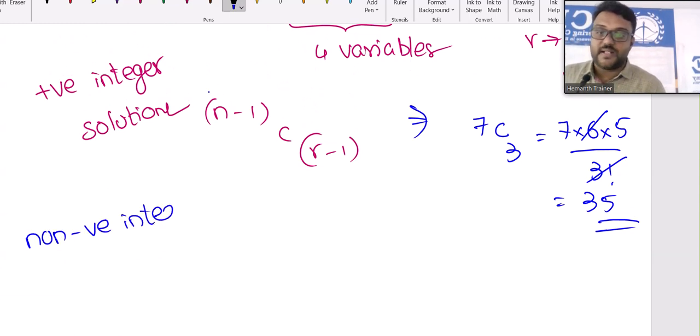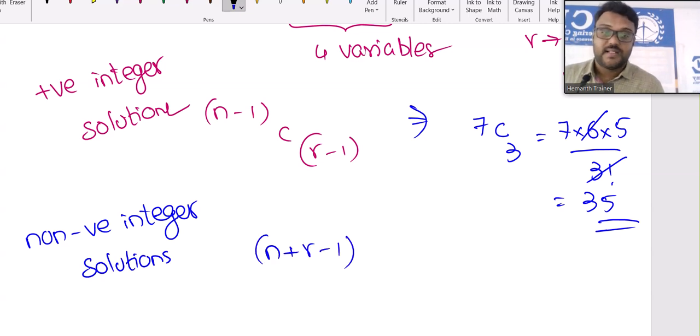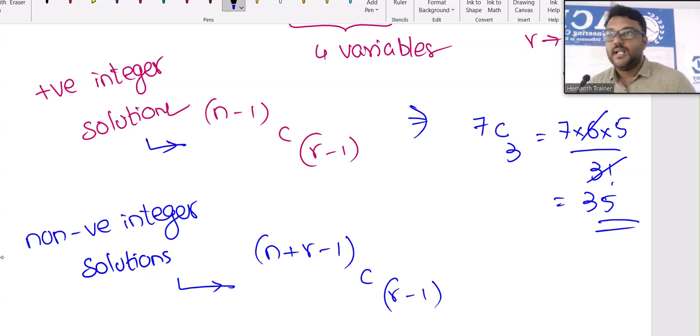For non-negative integer solutions, maybe next time they may ask you how many non-negative integer solutions, then one change is n plus r minus 1 C r minus 1. Instead of n minus 1, we get n plus r minus 1 C r minus 1. This is for non-negative integer solutions. This is for positive integer solutions. Non-negative requires more, that's why n plus r. And you can verify it by taking a plus b plus c equal to 6. You try for that, including 0. You can definitely check that this formula will work.